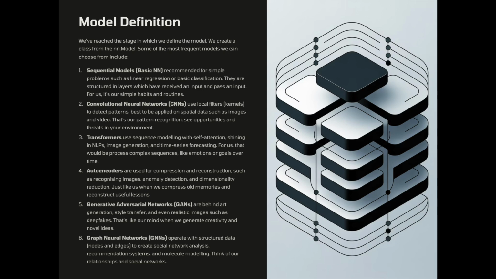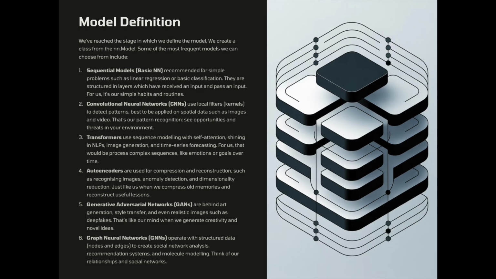2. Convolutional neural networks, CNNs, use local filters, kernels, to detect patterns, best applied on spatial data such as images and video. That's our pattern recognition. See opportunities and threats in your environment. 3. Transformers use sequence modeling with self-attention, shining in NLP, image generation, and time series forecasting. For us, that would be processing complex sequences, like emotions or goals over time.